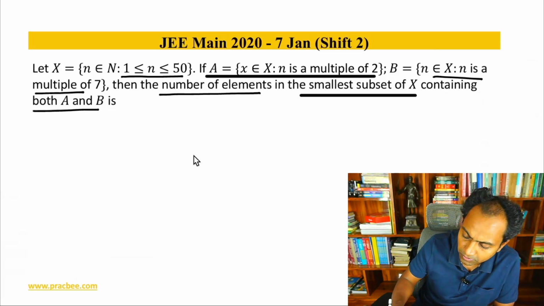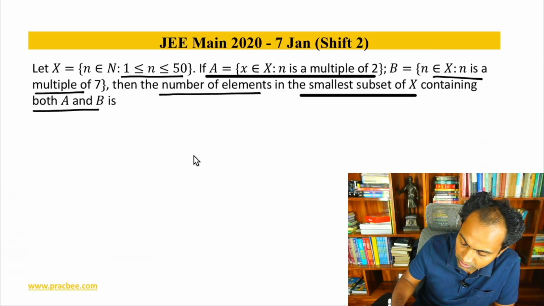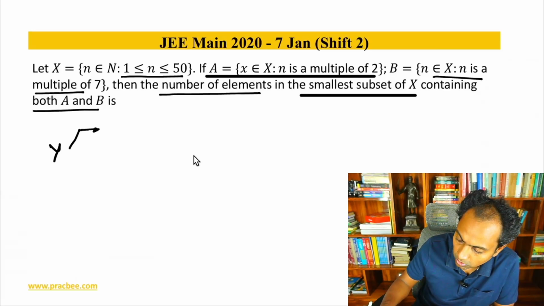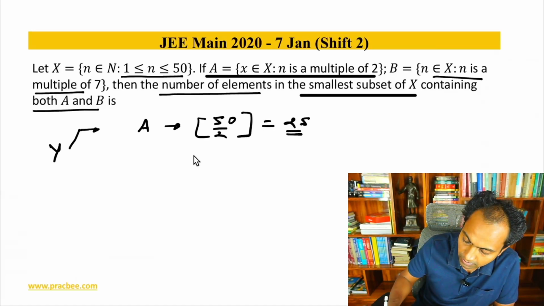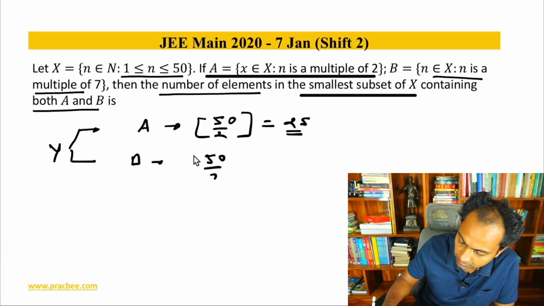So what we want fundamentally in this smallest subset, let us call it Y, is those elements that will already be in A. So how many elements would be there in A? Let us figure that out. That would be nothing but 50 divided by 2, greatest integer function. I told you the logic behind this idea. Similarly, for B, I will divide 50 by 7. So this will come out to be 7.